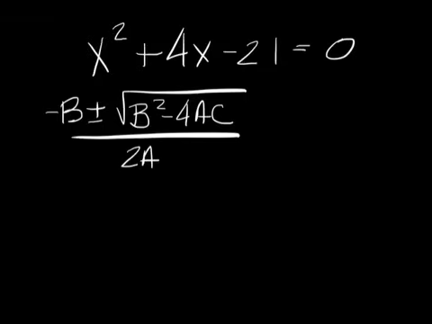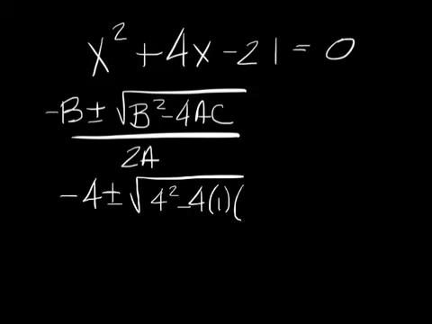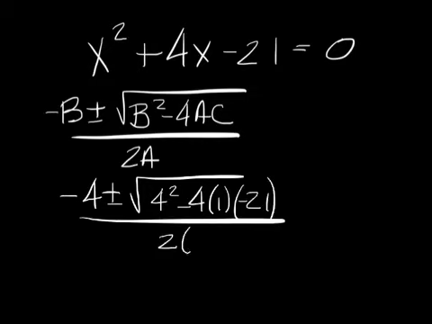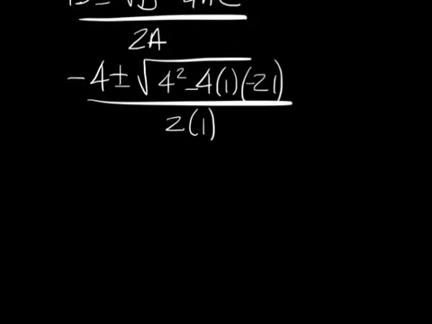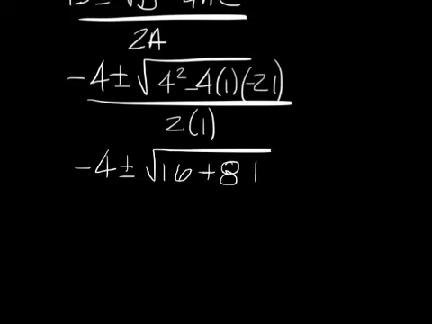I'll record it. This is a quick practice on the quadratic formula. So -b, you would have -4 plus or minus the square root of 4 squared minus 4 times 1 times -21. All of that over 2 times 1. So we'll just move up a little bit here.